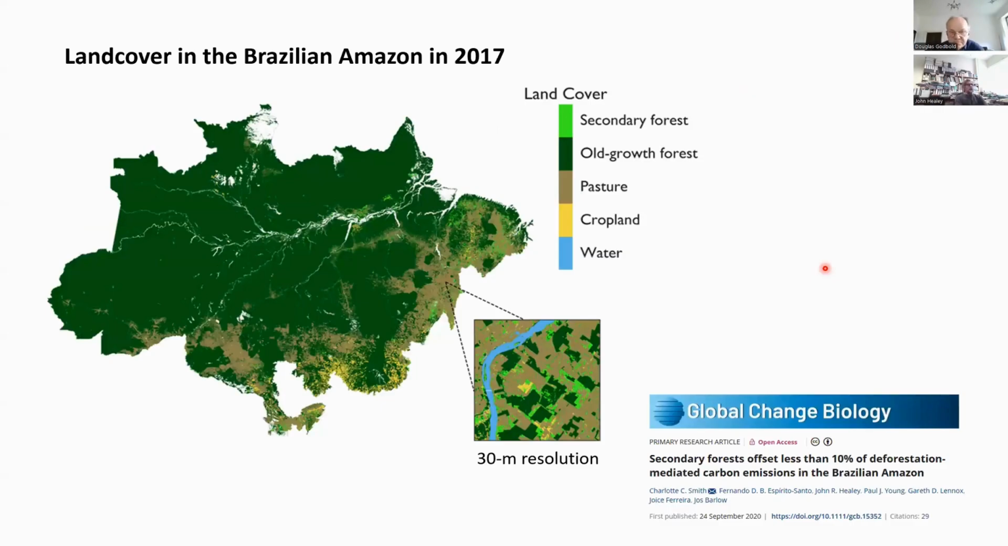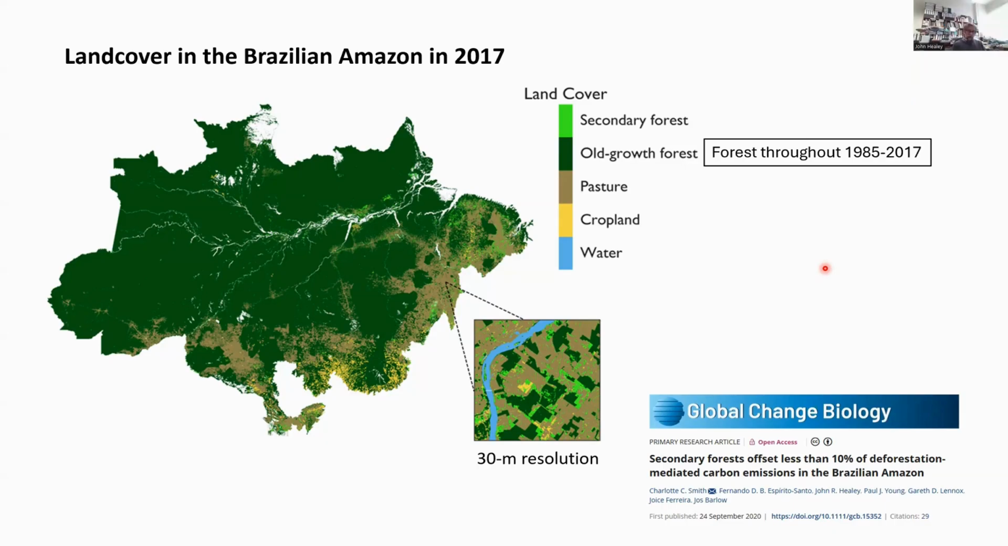So using this simple analysis, here is the map that Charlotte produced as reported in this paper for the Amazon biome as a whole, where of course we have the old growth forest defined here as the land that remained classified as forest throughout the whole about 32-year period. And most of it would have been old growth forest of much greater age than that. There was much lower rates of conversion of forest before 1985.